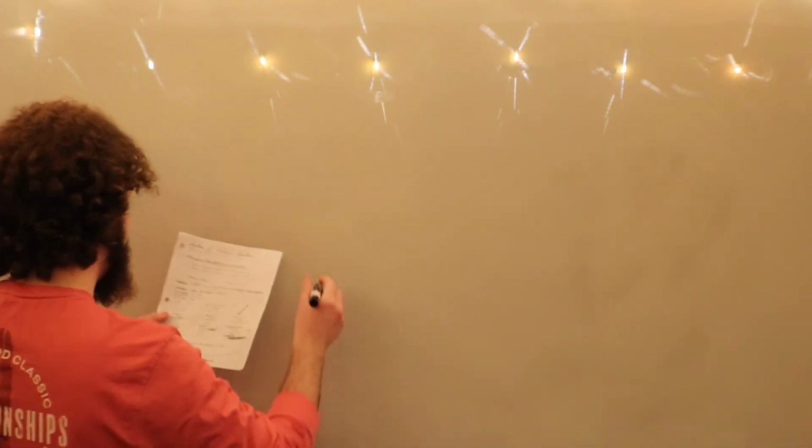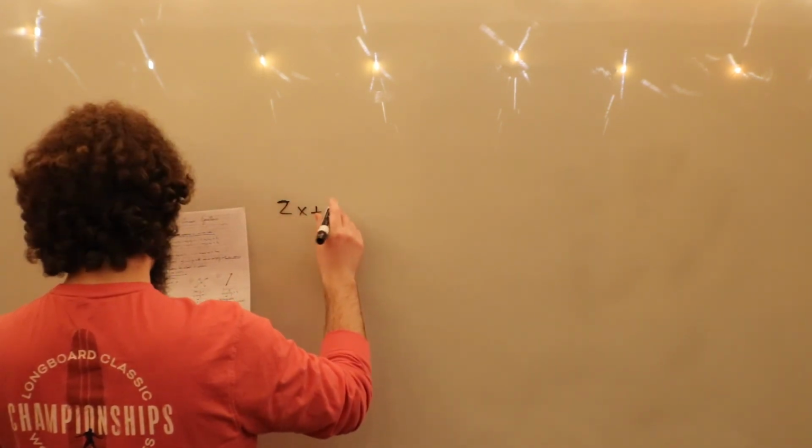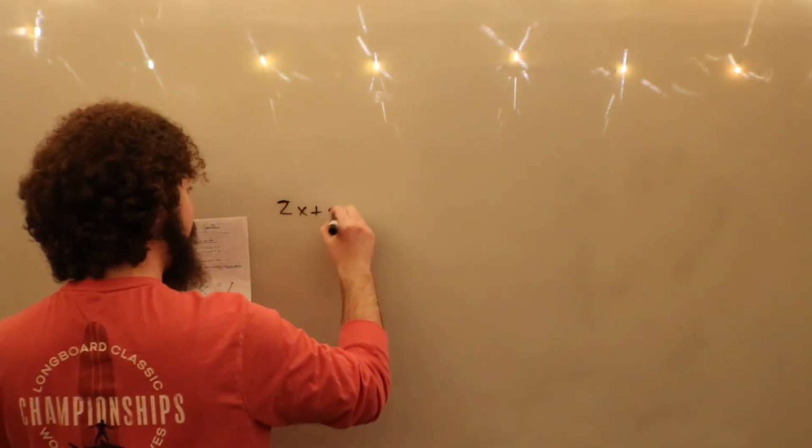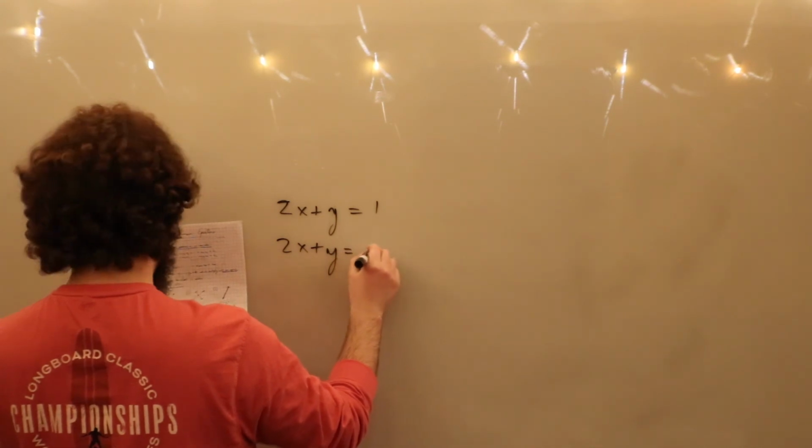Let's now look at examples of consistent and inconsistent systems and see what conclusions we can draw. So first, let's consider these two lines. 2x plus y is equal to 1, similar to our last example, and 2x plus y is equal to 0.